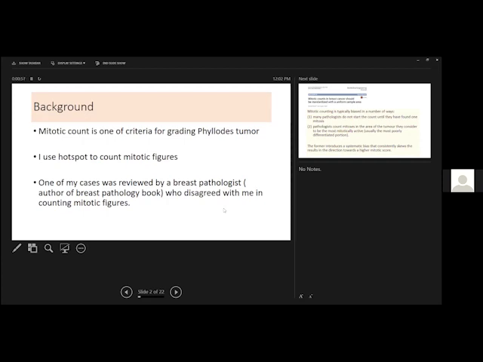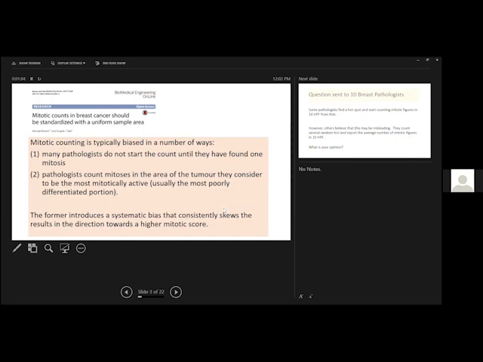So I was puzzled with this review of my case. I did a quick search on the internet and I found that even recently in 2017, for example, this paper published from our colleagues in McMaster University in Hamilton, they still think that there is some school of thought thinking that we should not use the hotspot and it may actually bias us for the grading of the tumor.